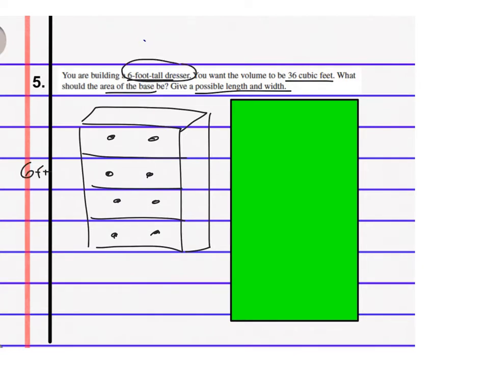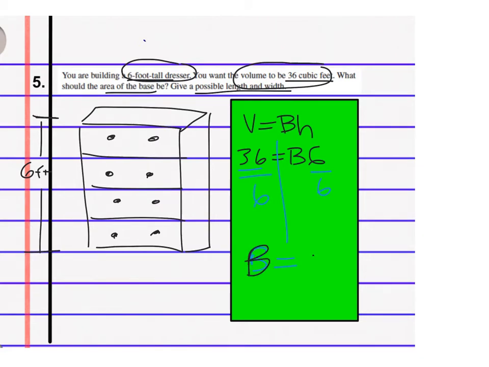So 6 feet is the height of this whole dresser. We want the volume to be 36 cubic feet. So volume equals base times height. The volume is 36. The height is 6. That was given to you. Let's divide by 6. So the area of the base is 6 square feet.